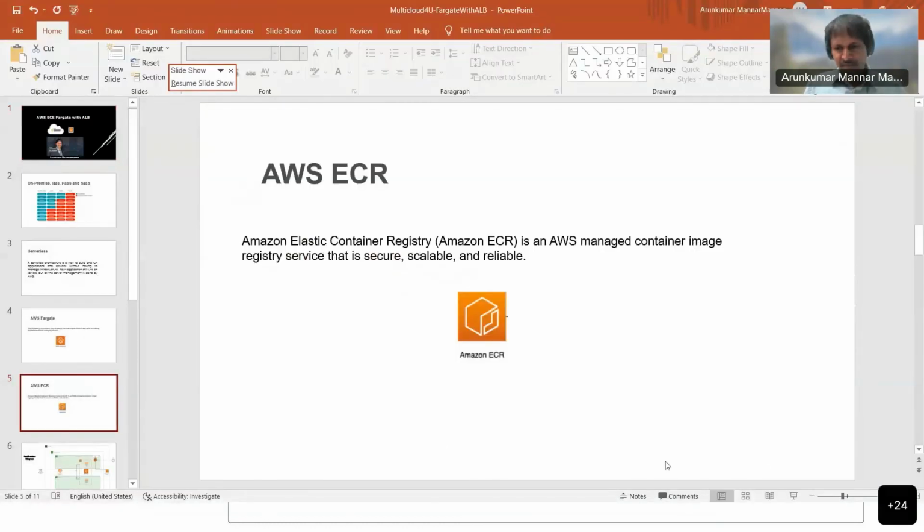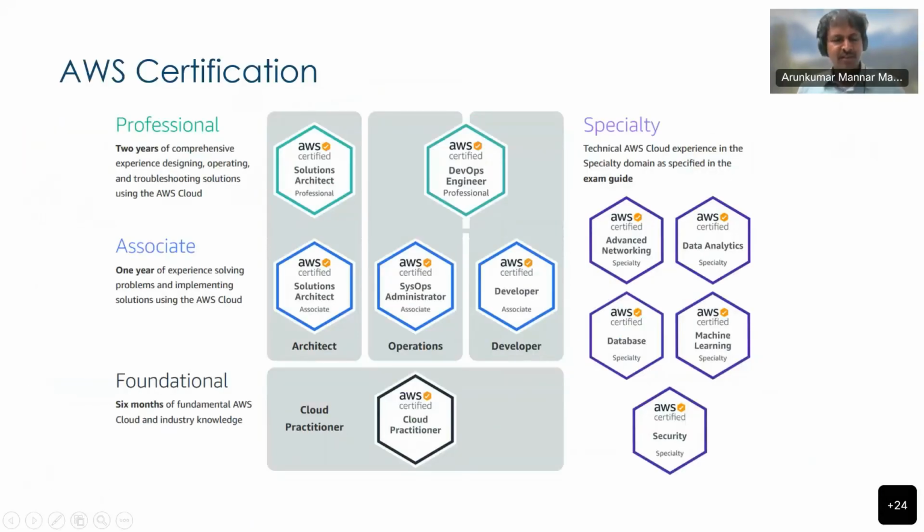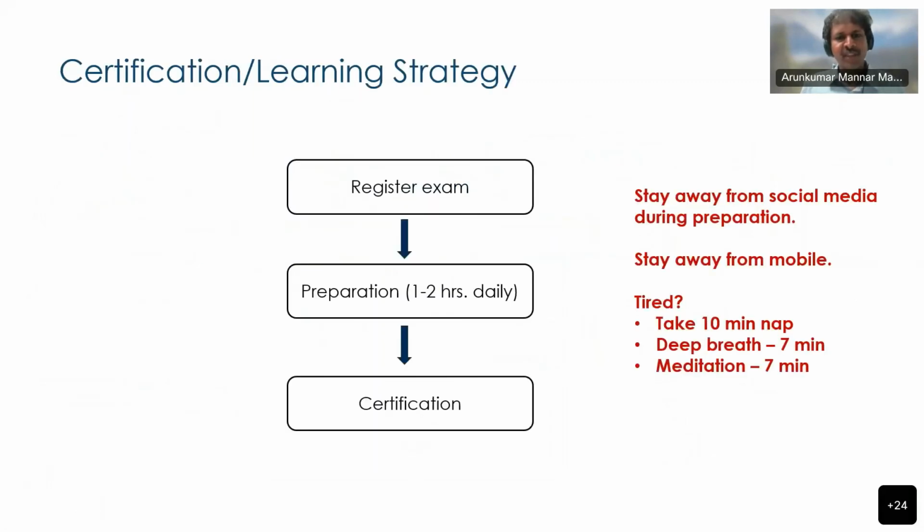So once the architecture is completed, it's on AWS certifications. What are the certifications you can do, and where should I start? Of course, you have Amazon.com, and there is a course called Cantrill, and there are a lot of courses in Udemy, Cloud Guru. So one of our authors, Chandralingam, is also good. So Cantrill is also really good. You can buy any course and you can start your learning.